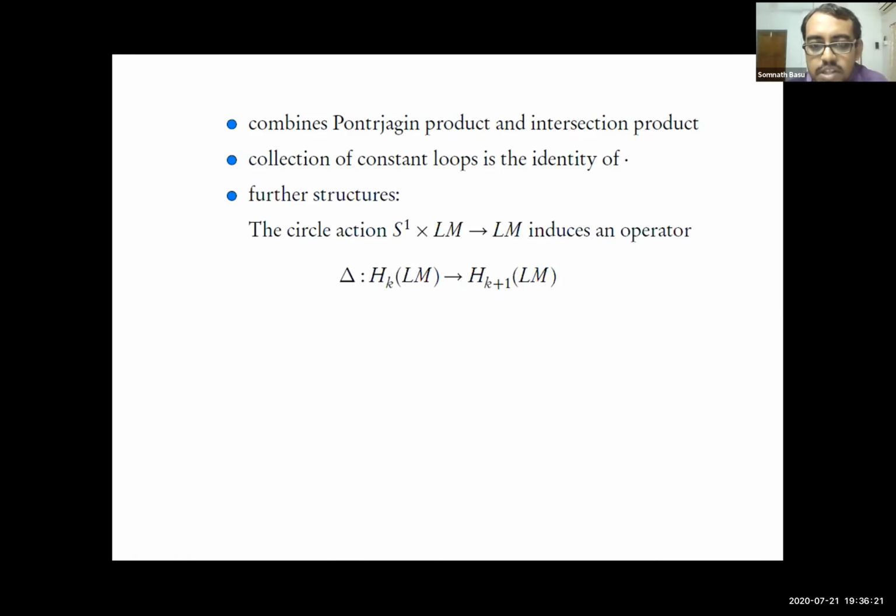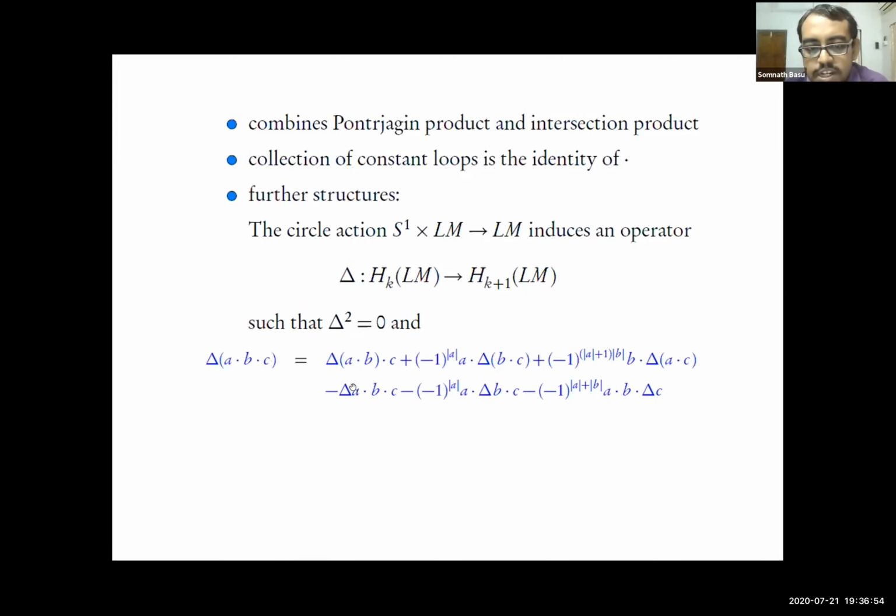Well, remember there's a circle action on the loops. You can take a loop, rotate it and then map it in. So gamma is a map from S1 to M. You could pre-compose with a rotation and then map by gamma. So that gives you an action of the circle. Physically, it just means you rotate the loop before you map it in. As simple as that. So that actually induces an operator delta from H_k to H_{k+1}. This is called the BV operator, as you'll see. But this has two properties. One is delta squared is 0. This is a nice bit of exercise in algebraic topology if you want to think about it. And there's this mysterious 7-term relation.